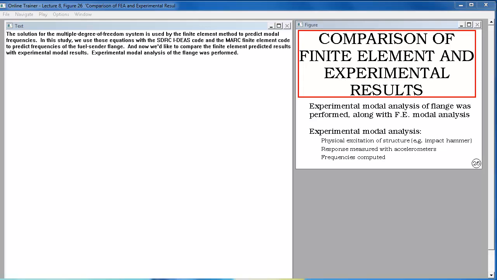Experimental modal analysis of the flange was performed. To perform experimental modal analysis, the structure is given some type of excitation, either by an impact hammer or perhaps a shaker. The response on the structure is measured with accelerometers, and frequencies are computed. So after the experimental modal was performed on the fuel sender flange, we compared those results to the modal analysis that was performed using the finite element method.